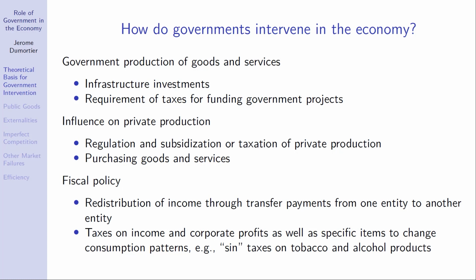Government can also purchase the goods and services from the private sector. And then, of course, there's going to be fiscal policy that can, for example, redistribute income through transfer payments. But then there are also taxes on income and corporate profits.